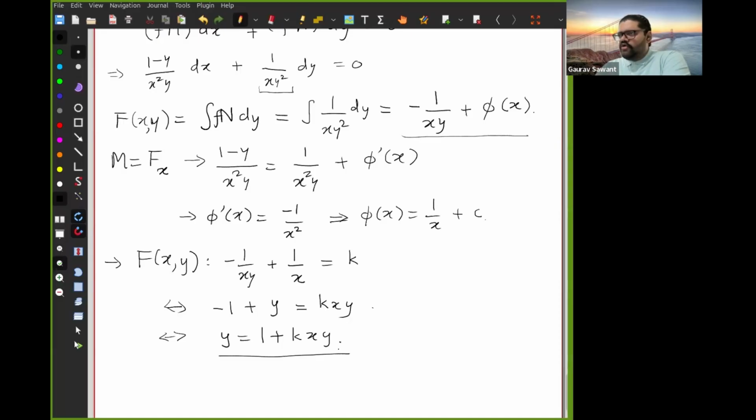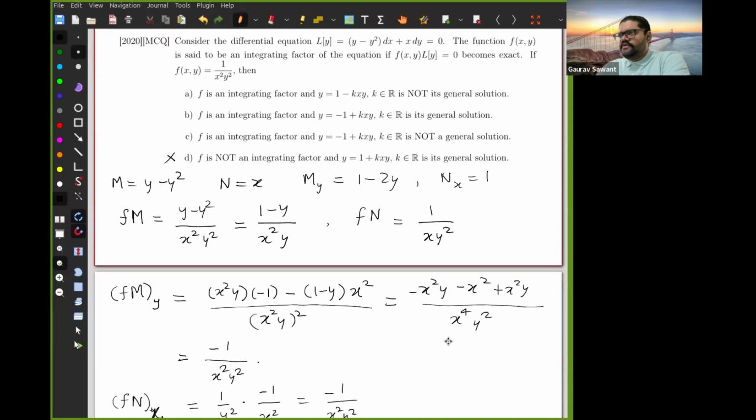So let's look at the options that we were presented. Recall that y equal to 1 plus kxy is the solution that we have obtained. Let's go back. f is indeed an integrating factor, but then we have these options. Whether it is k or minus k doesn't matter because k is in R. So 1 minus kxy and 1 plus kxy will be equivalent for this particular thing. But the first option says this is not a general solution, so this goes out.